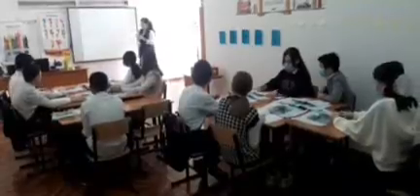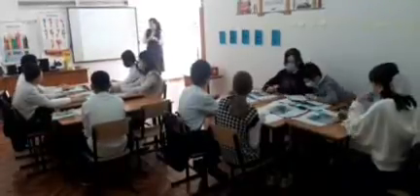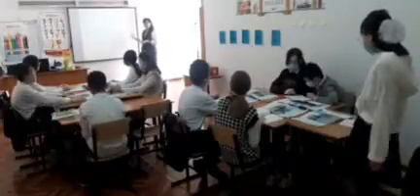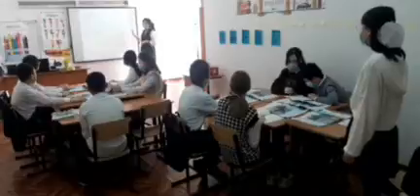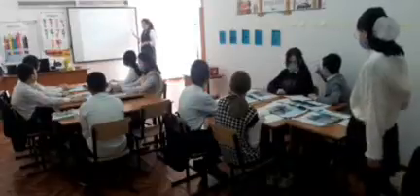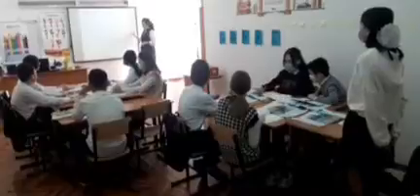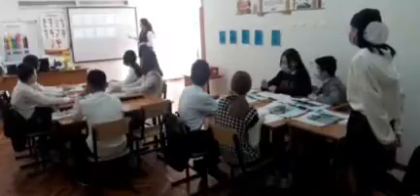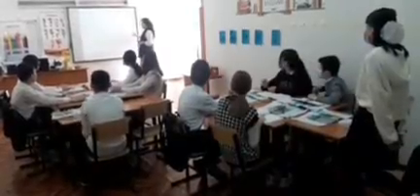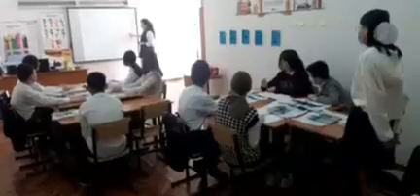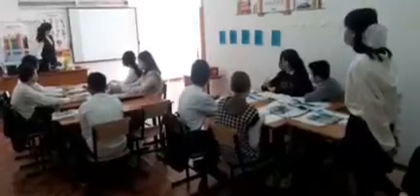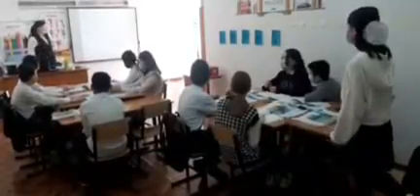Sit down. Now, a mason built a wall. How do we say it in passive? Now, who wants to answer? Someone else, please. A wall was built by a mason. Mason, yes. Now, is it right? A wall was built by a mason.